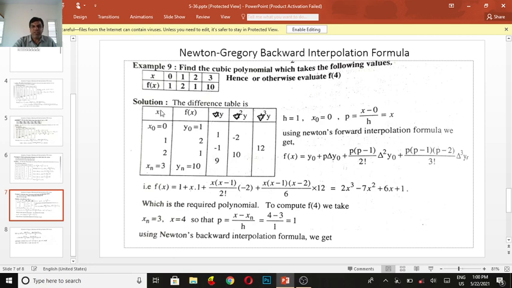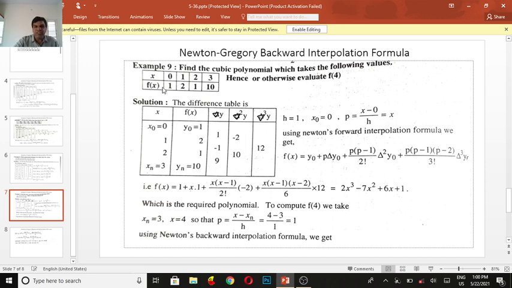So for the difference table, take x naught as 0, 1, 2, 3, and the corresponding f of x is 1, 2, 1, 10. Taking differences, delta y is 2 minus 1 which is 1, 1 minus 2 which is minus 1, and 10 minus 1 which is 9. Del square y is minus 1 minus 1 which is minus 2, and 9 minus of minus 1 which is 10. Del cube y is 10 minus of minus 2, which is plus 12.